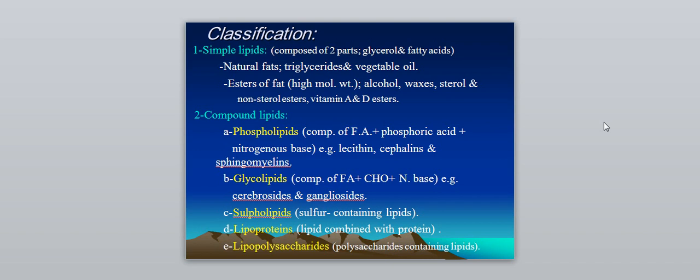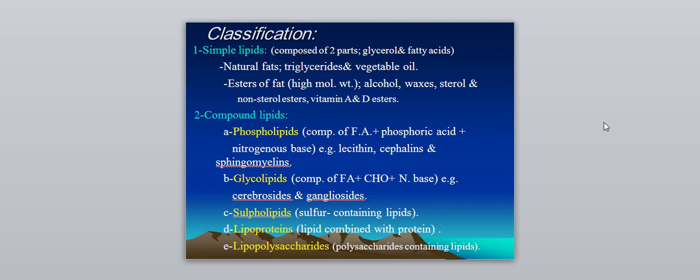Compound lipid means there is another component in addition to fatty acid. Here we have phospholipid, which contains fatty acid plus phosphoric acid and a nitrogenous base, like lecithin, cephalin, and sphingomyelins. Another type of compound lipid is the glycolipid, which is composed of fatty acid, carbohydrate, and a nitrogen base. For example, cerebrosides and gangliosides. These are types of compound lipids.